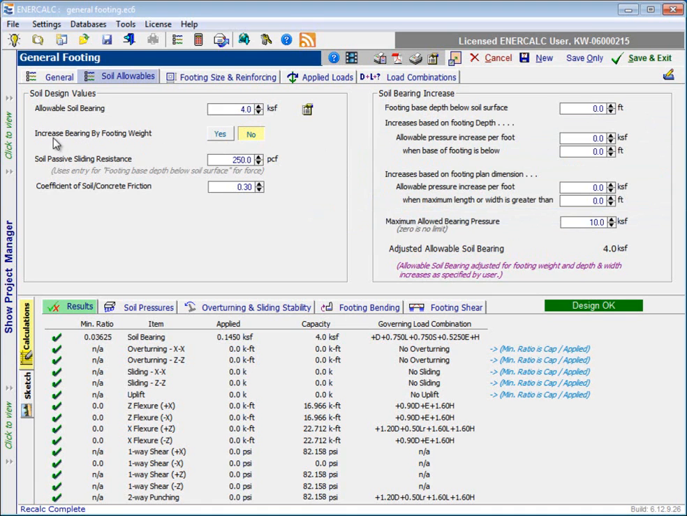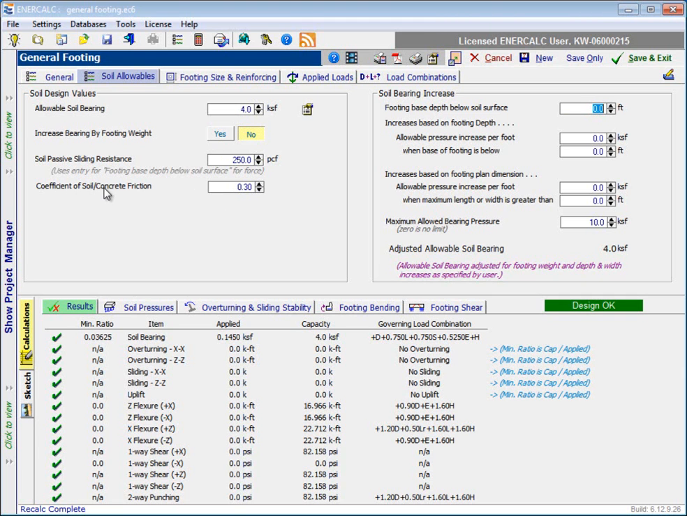The next item down is an option to increase the bearing value by the footing weight. So if you choose to do that, you can toggle the yes button. In our case, I'll just leave it set to no. The next item down is called Soil Passive Sliding Resistance, and the note beneath it tells us that this will use the entry that is actually over here on the right hand side of this screen called footing base depth below soil surface. So this value that we can enter for passive pressure will be multiplied by whatever footing base depth we ultimately specify here to calculate a passive force.